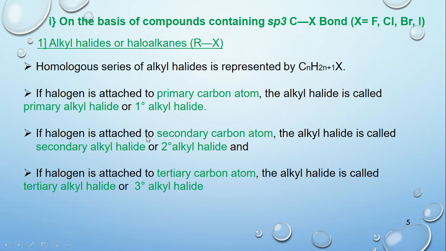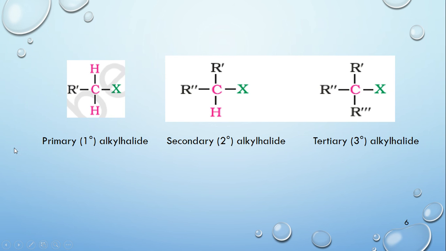Then if the halogen is attached to a secondary carbon atom, the alkyl halide is called a secondary alkyl halide. And if the halogen atom is attached to a tertiary carbon atom, the alkyl halide is called a tertiary alkyl halide. Now we will look at the structures.